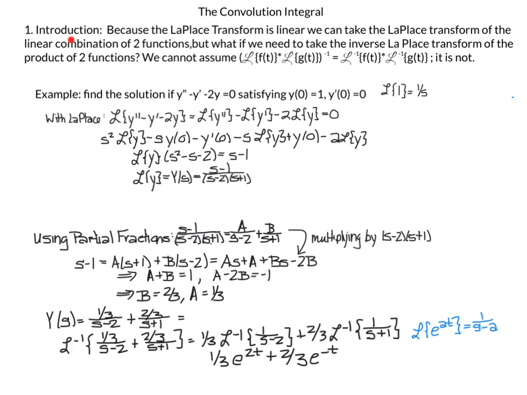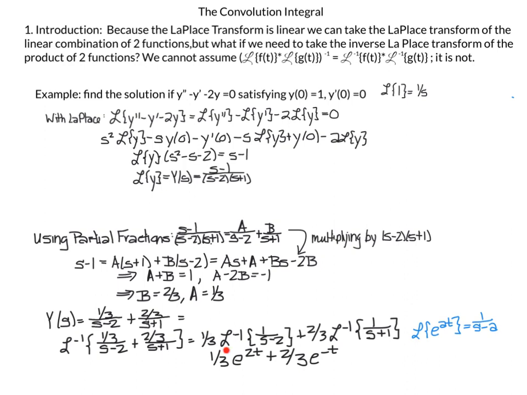So when I take the inverse Laplace transform of 1/3 over s minus 2 plus 2/3 over s plus 1, because the Laplace transform is linear, first I can break apart the 2 terms of my sum, and then I can also pull out these scalar multiples. So I pull out my 1/3 and I have the inverse Laplace transform of 1 over s minus 2, plus, pulling out the 2/3, the inverse Laplace transform of 1 over s plus 1. And then I use, from looking up my table, the Laplace transform of e to the at is equal to 1 over s minus a.